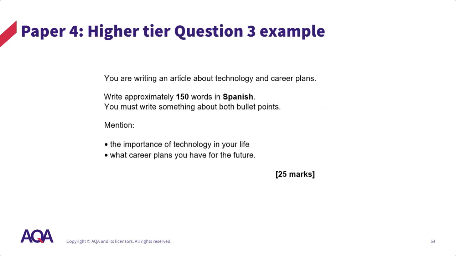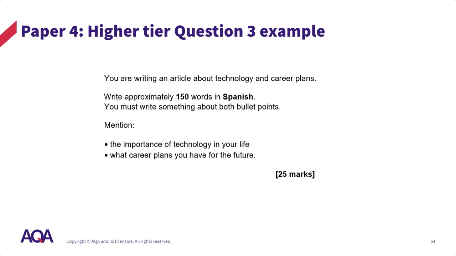Here is an example of one of the optional questions for higher tier question 3 from the specimen papers. The instructions are very clear to students. They're told to write approximately 150 words in Spanish and a reminder that they must write something about both bullet points. The bullet points, as I said, will always be in the same order, so present time frame plus non-present time frame, and that could be past or future.